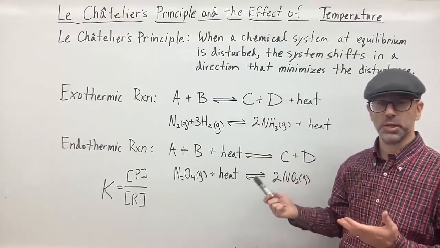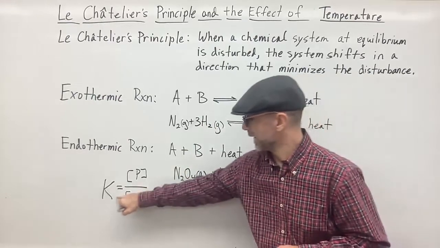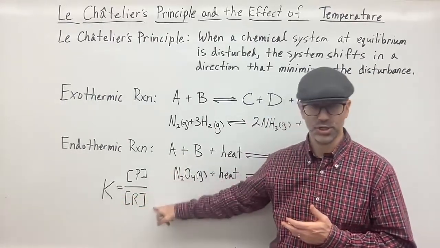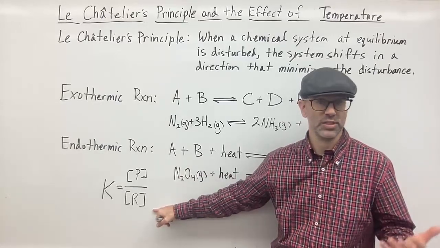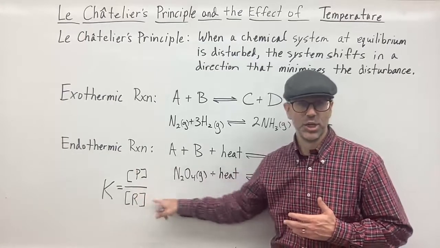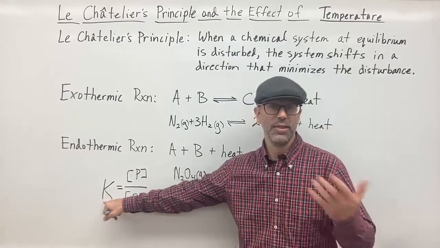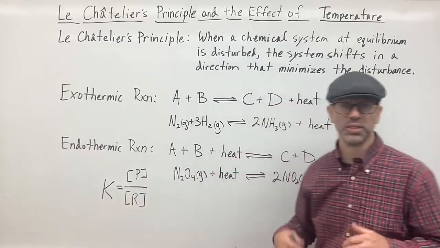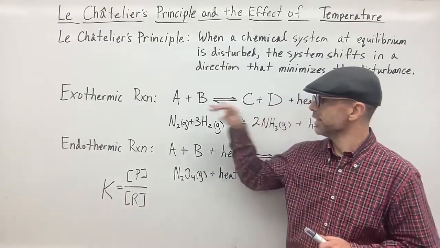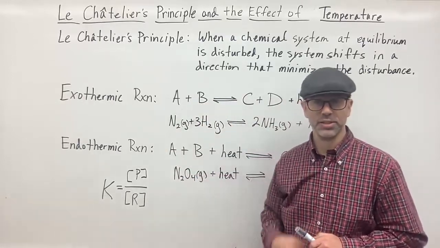So what happened in the beginning? When I add concentration, I increase this and therefore I changed the ratio here. Now the system is going to shift in order to get that ratio back to the way it was, to get your K value that was the same. We're assuming the same temperature here. So the initial disturbance was a disturbance that changed the concentration.